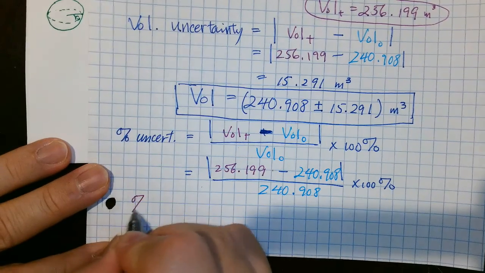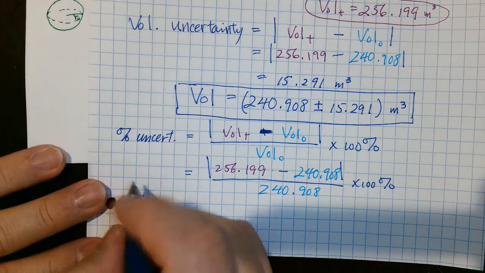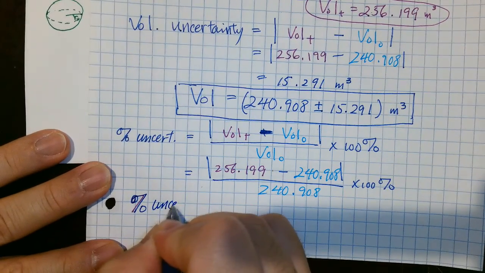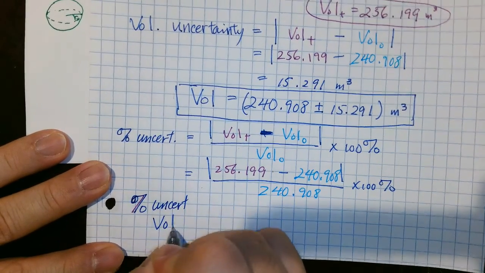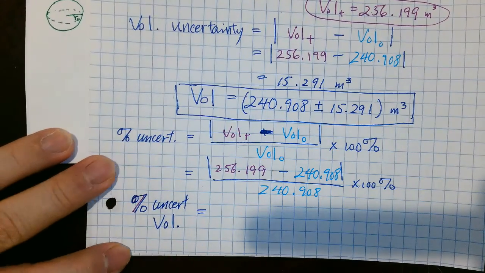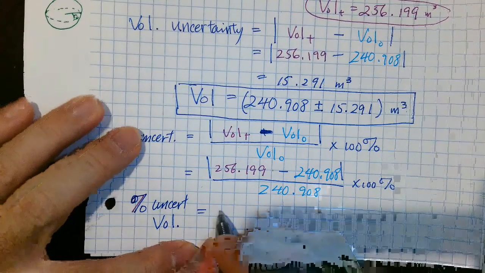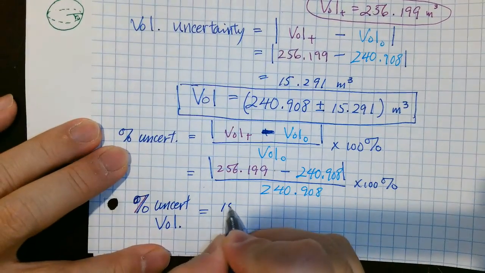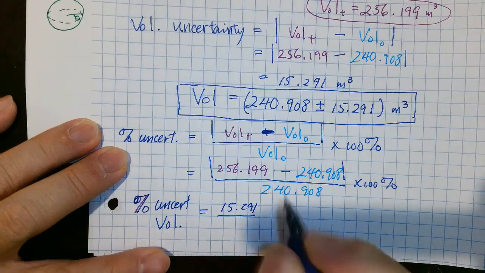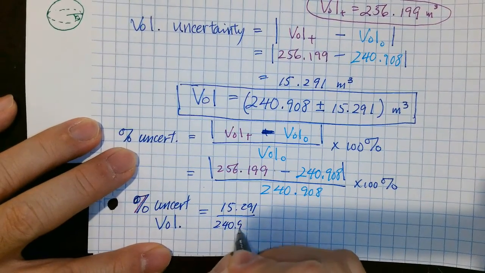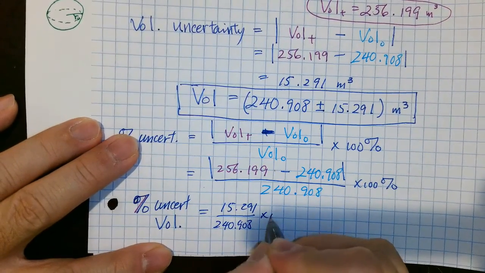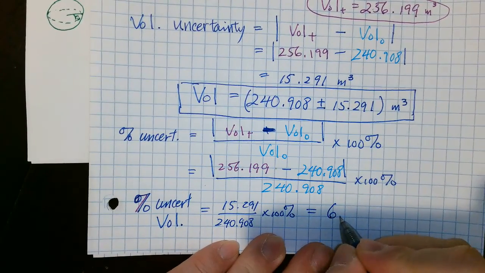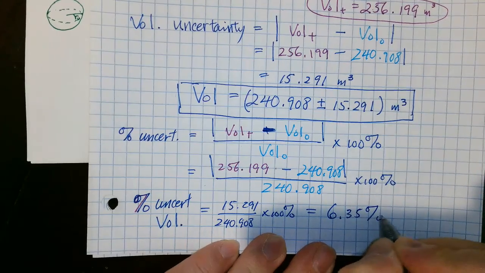So the percent uncertainty for the volume is equal to, well, this is basically 15.291 over 240.908 times 100%. And I think it comes out to about 6.35% uncertainty.